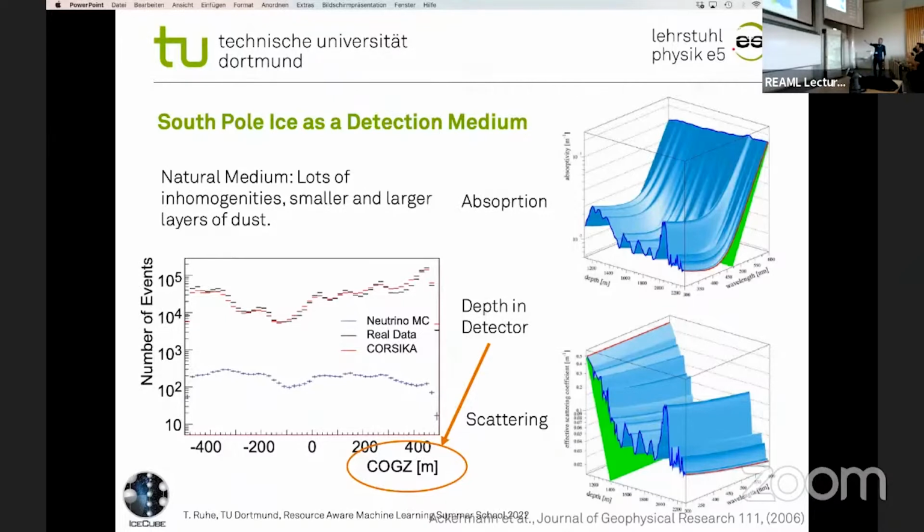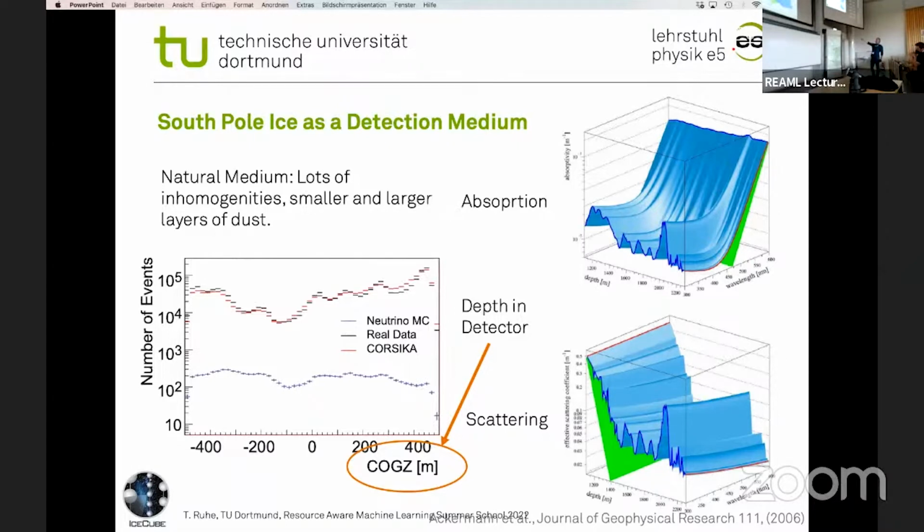And that's actually something that we can see. I'm not really sure if this was a volcano, but we for sure see a large layer of dust right about in the center of our detector. This is the amount of absorption that can happen. It's the absorption coefficient, not the length. And you can see that the absorption and also the scattering of the light actually vary with the depth in the detector. So this is not good, but we have to live with this.